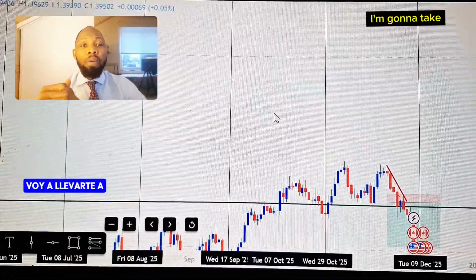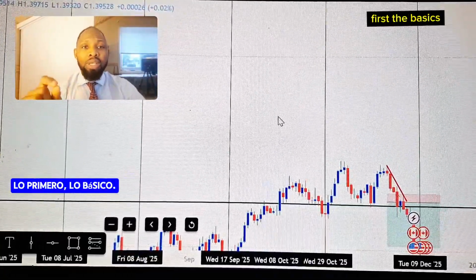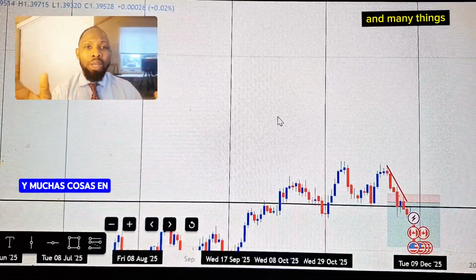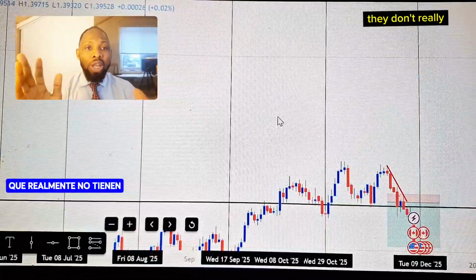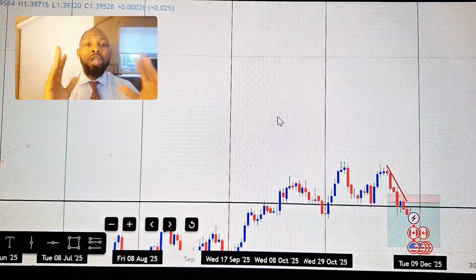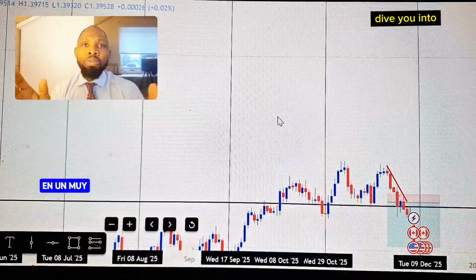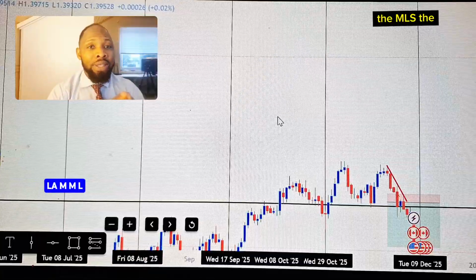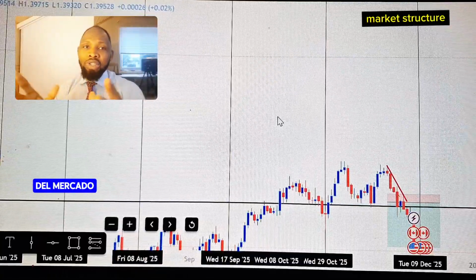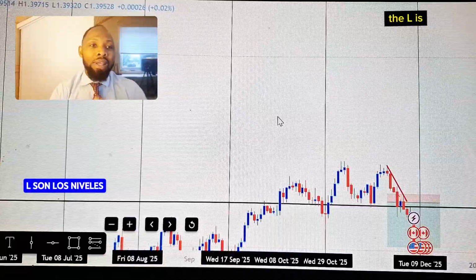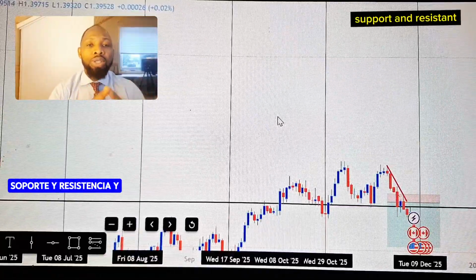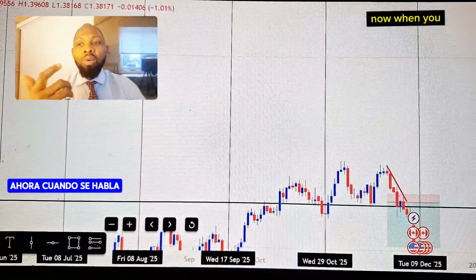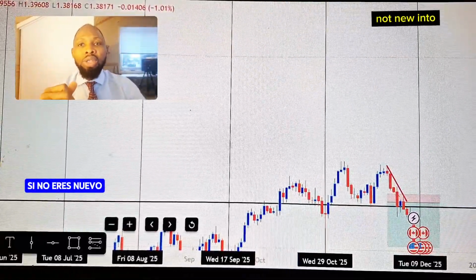Now I'm going to take you into the basics that most people ignore. They look for many indicators and many things on their chart, and that's why they don't really have the focus or the concentration. I'm going to dive into a very simple basic, which I call the MLS. The M is the market structure, the L is the levels, which are the zones, support and resistance, and the S is the signal. MLS makes everything simple.